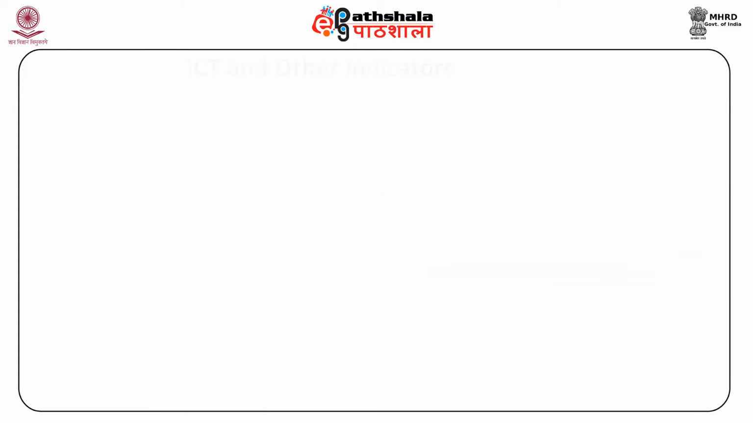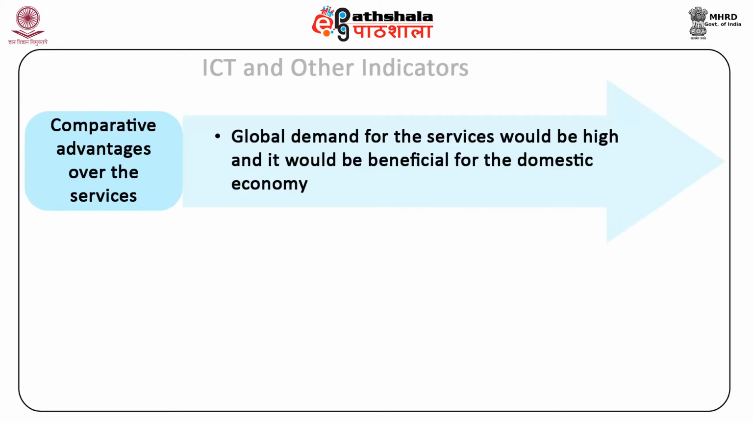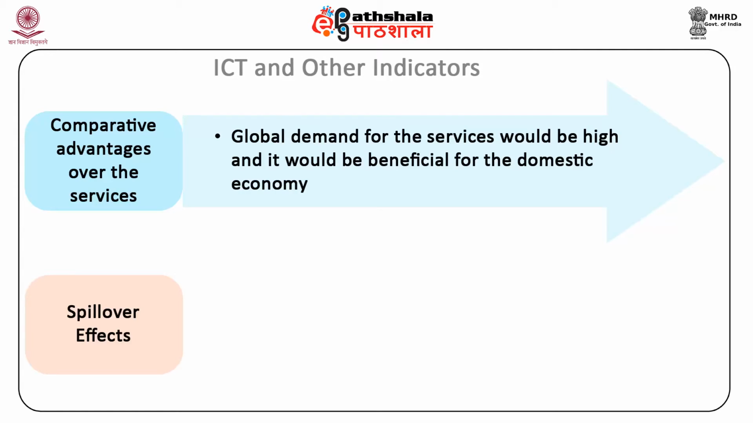ICT and other indicators. Other indicators that determine growth of the country through the ICT are that if a country has comparative advantages over the services, then the global demand for the services would be high and it would be beneficial for the domestic economy. Another parameter is spillover effects.